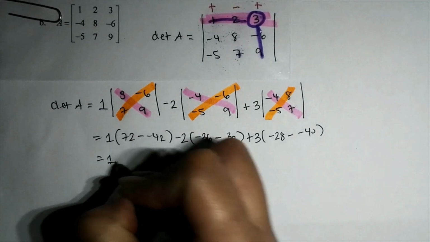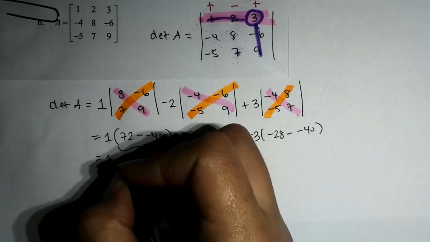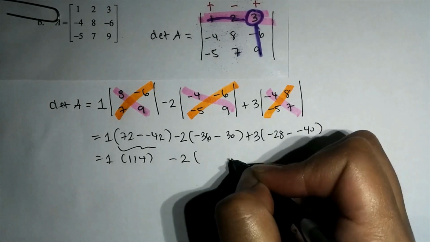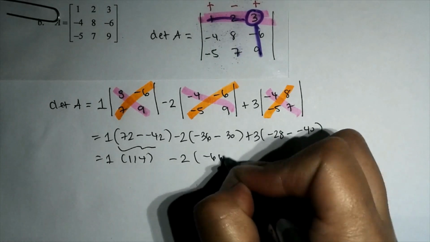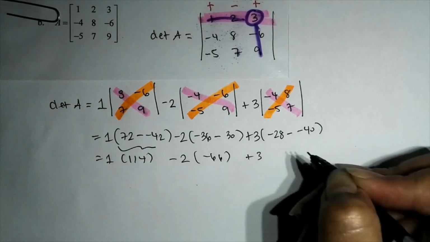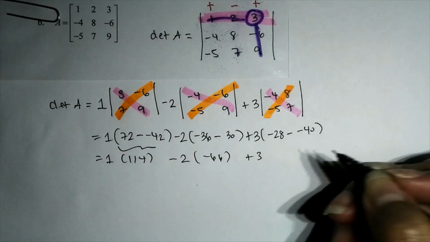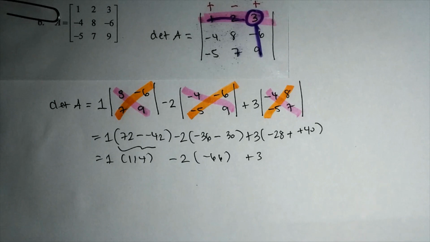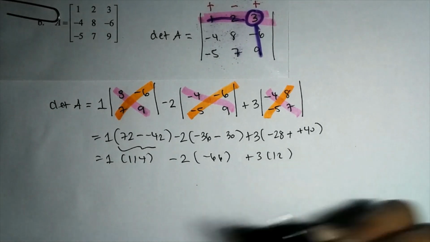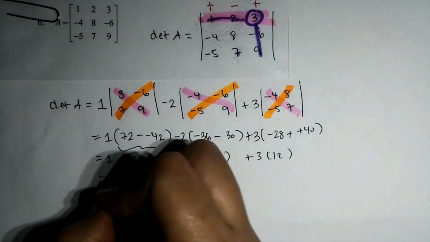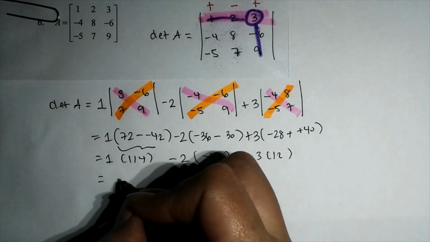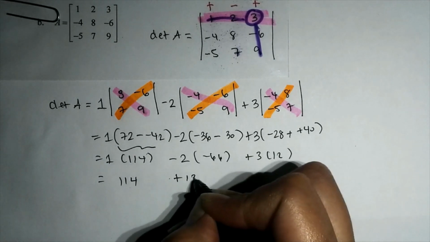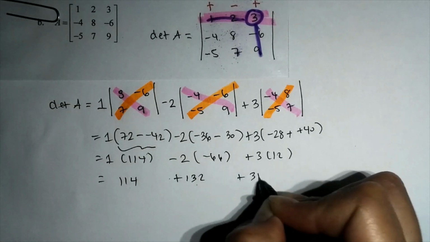The difference of 72 and -42, if I punched it in right, gives us 114. The difference of -36 and 30 will give us -66. The difference of -28 and -40, let me write it as addition: the sum of -28 and 40 will give us 12. Let's do this. The product of 1 and 114 will give us 114. The next product will give us 132, and the final product will give us 36.